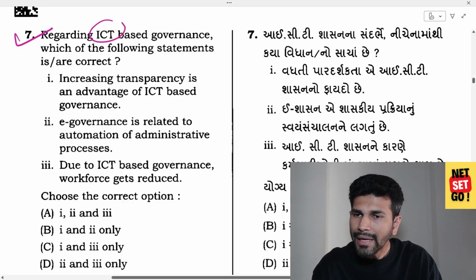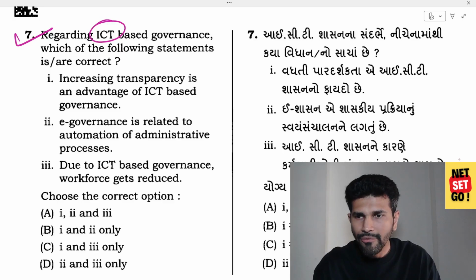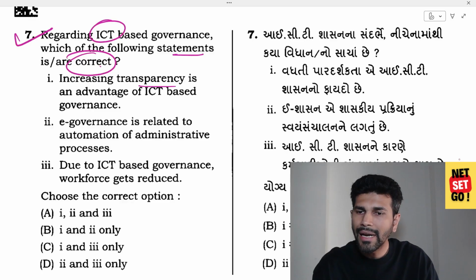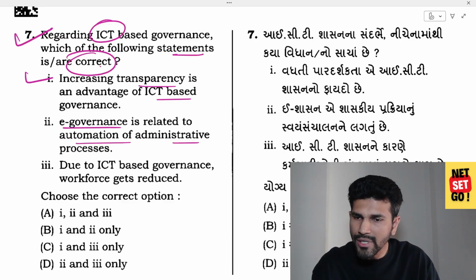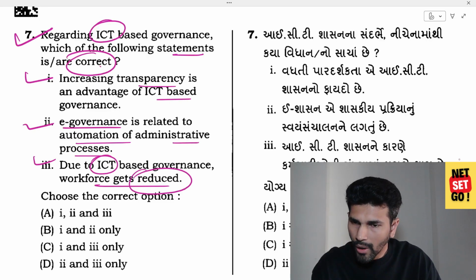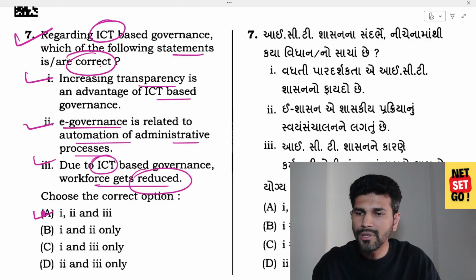Next, regarding ICT-based governance, which of the following statements are correct? Increasing transparency is an advantage of ICT-based governance. True. E-governance is related to automation of administrative process. True. Due to ICT-based governance, workforce gets reduced. True. So option 1, 2, 3 all are correct. Option A is correct answer.